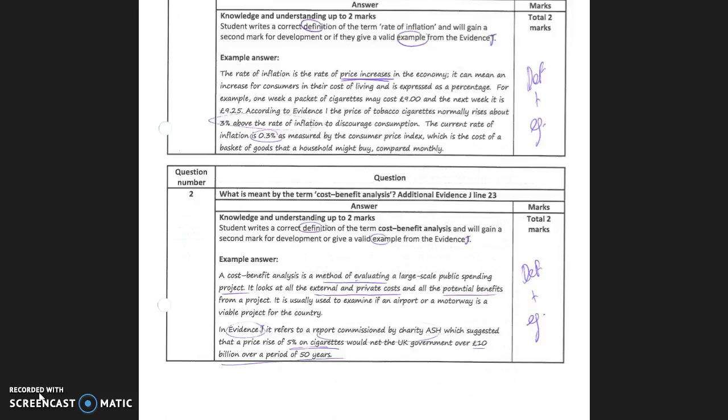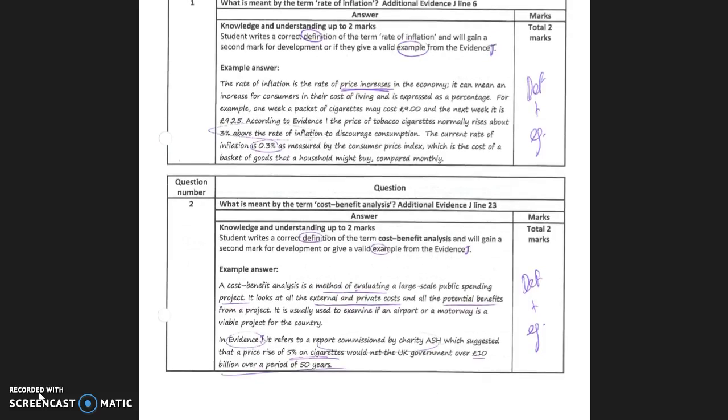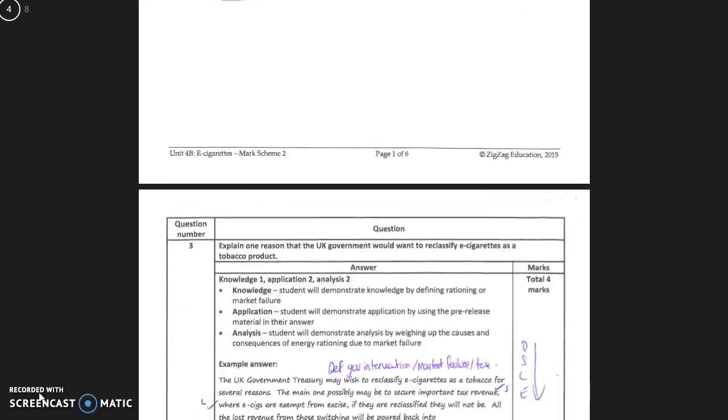Okay, you've got to show off your knowledge. That's what Unit 4 is all about, bringing it all together, and using the terminology. So define, example. Again, you should be maximizing those marks.